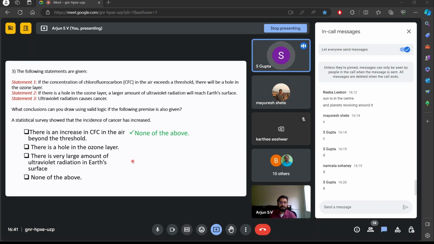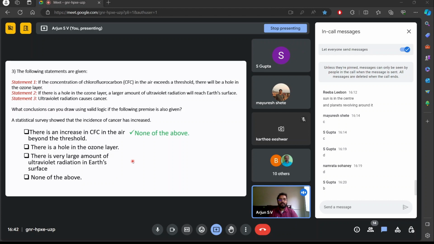Sir, may I have some view on this question? Sure. According to the information given in these questions, if we are not talking about other causes for cancer, I think the base reason is there is an increase in CFC in the air beyond the threshold, because it is the base condition. It is creating the hole in the ozone layer, the ozone layer is increasing the ultraviolet radiation, and it is causing the cancer. So according to this information, I think the first option can be the correct answer, sir.